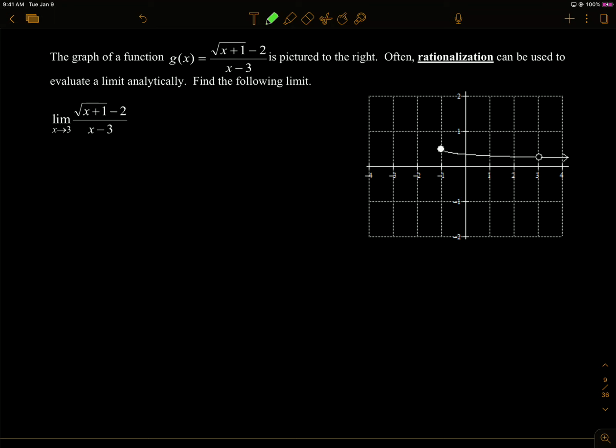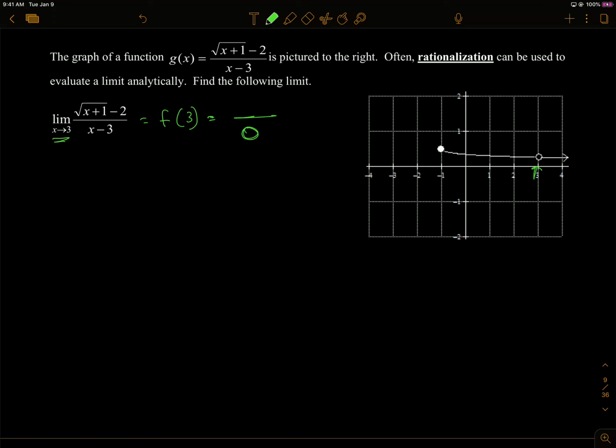So the graph of this function is pictured to the right. They want us to find the limit as x approaches 3. I can see on the graph there's a hole there, but if we didn't have the graph, we would have to just try direct substitution with our target value. Our target value is 3. We plug in 3, we get 0 on the bottom. Uh-oh, it's undefined. There must be a discontinuity there.